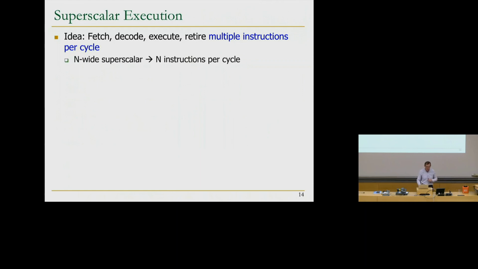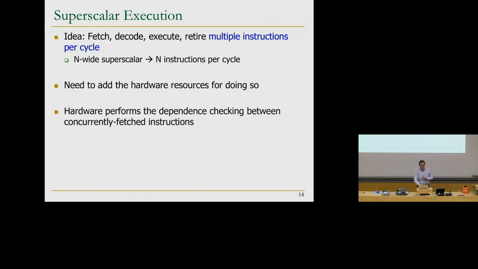So if somebody says n-wide superscalar, that means n instructions per cycle. You need to add the hardware resources for doing so, of course. You can think of these as n pipelines operating in parallel. But they're not completely parallel because there are dependencies between the instructions that are fetched at the same time. So we're going to increase the complexity also.